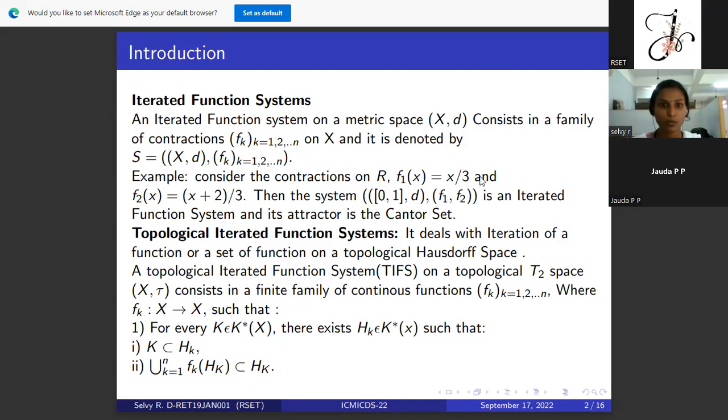Next definition is topological iterated function system. It deals with the iteration of a function or a set of functions on a topological Hausdorff space. That is, a topological iterated function system, TIFS, on a topological T2 space (X, tau) consists of a finite family of continuous functions f_k, k equal to 1 to n, where f_k from X to X satisfies two conditions. The first condition is for every k element of K star of X, K star of X means the set of all compact subsets of capital X, there exists h_k element of K star of X such that K is a subset of h_k and union k equal to 1 to n, f_k of h_k is a subset of h_k.